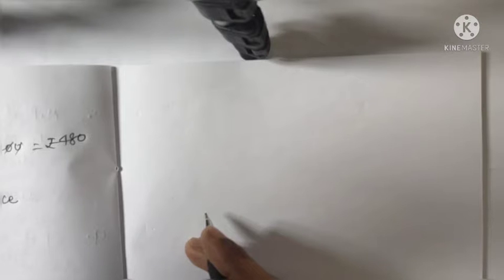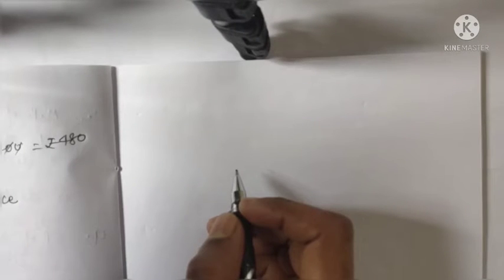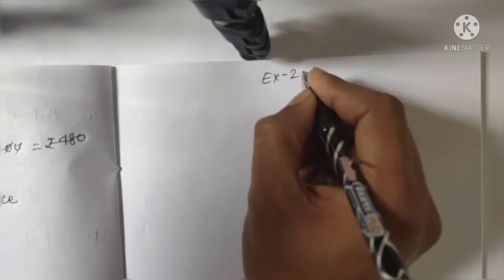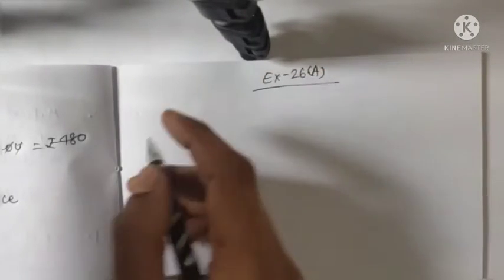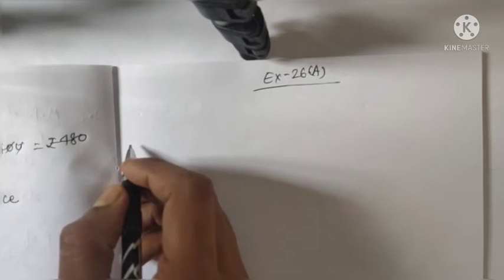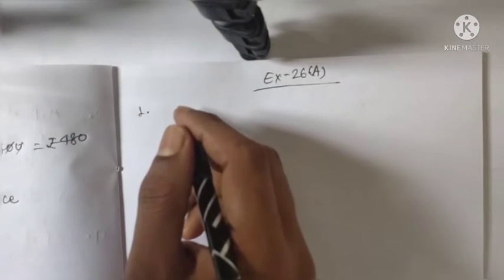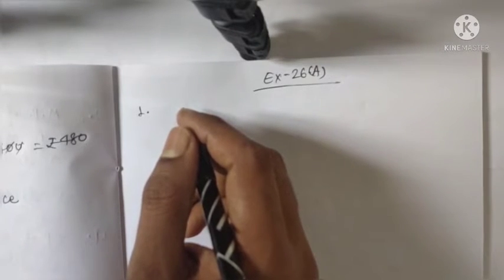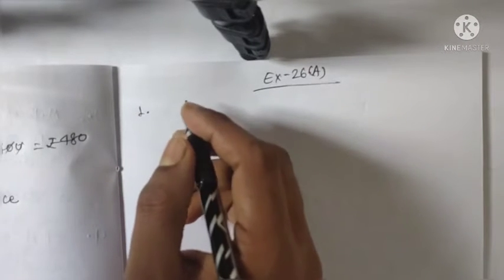In this particular video, we are going to continue the series of coordinate geometry and we are going to solve exercise 26A. Now look at question number 1. Read it carefully. It is written that for each equation given below, name the dependent and independent variables.